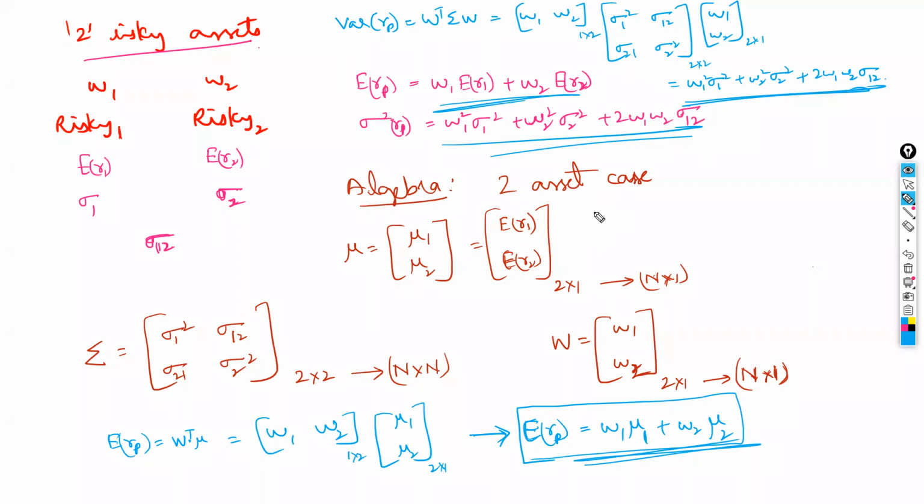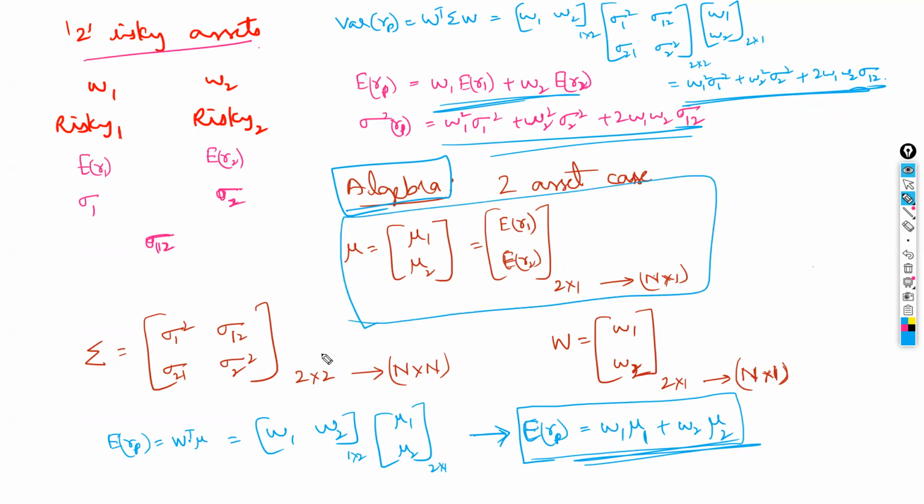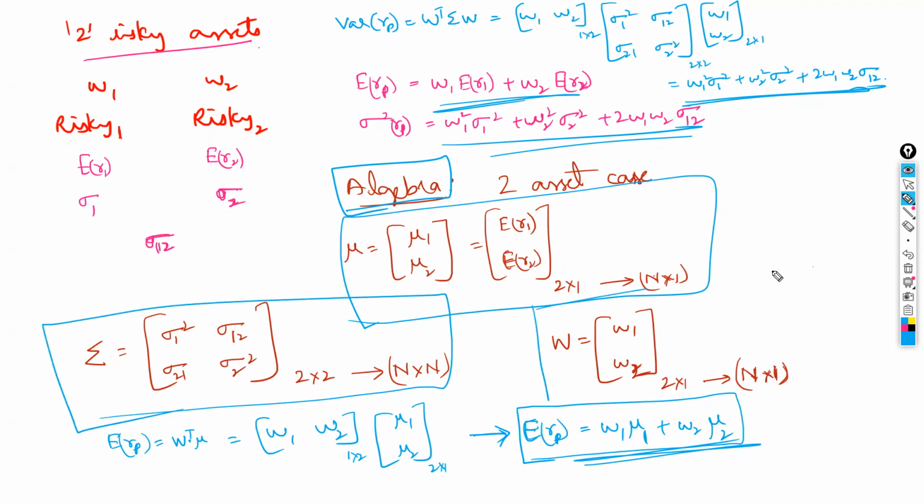So the point that I'm trying to drive is if you have n number of assets, it is going to be very difficult to write lengthy equations. Hence, we represent it in matrix format using mu matrix, expected return matrix, risk matrix, sigma matrix, and weight matrix. If you have these three matrices, then you can handle n number of things.